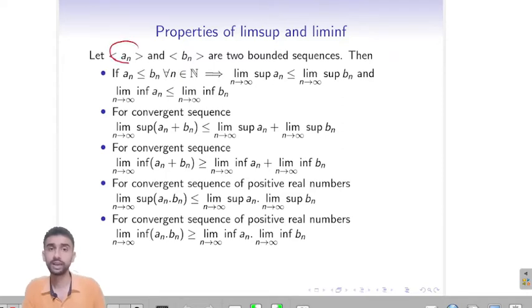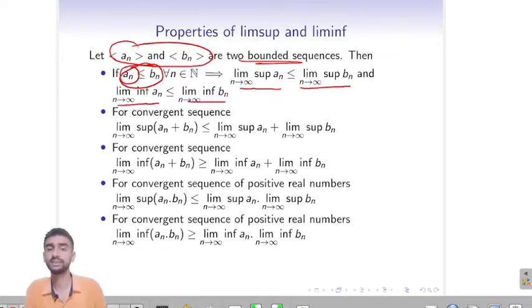Now, if I have two sequences a_n and b_n, both of them bounded. Now, these conditions hold only if the sequences are bounded. So, what are the conditions? If all the corresponding elements of a_n are less than or equal to the corresponding elements of b_n, then what will happen? The LimSup of a_n will be less than or equal to the LimSup of b_n. And the same thing will happen for LimInf: the LimInf of a_n will be less than or equal to the LimInf of b_n.